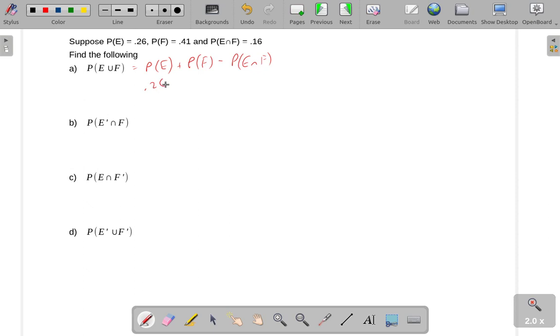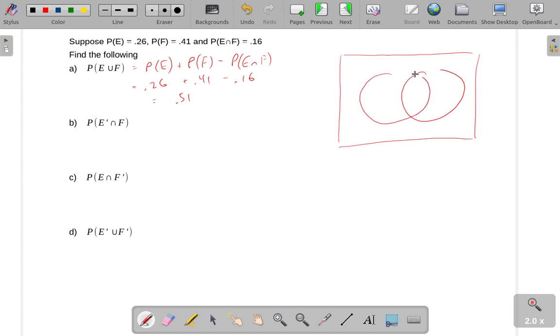It's the probability of the first plus the probability of the second minus the probability of the intersection. It gives me 0.26 plus 0.41 minus 0.16. When I add all that together, we get 0.51. So that's one way of going about it. Alternatively, whenever we're using the union rule, you could always think of them in this way.